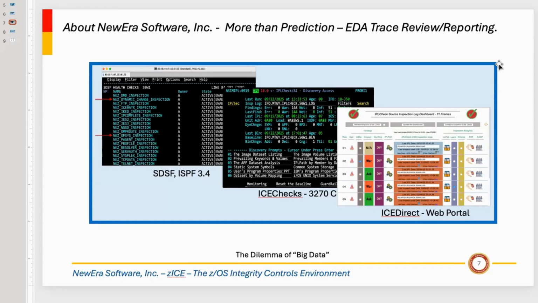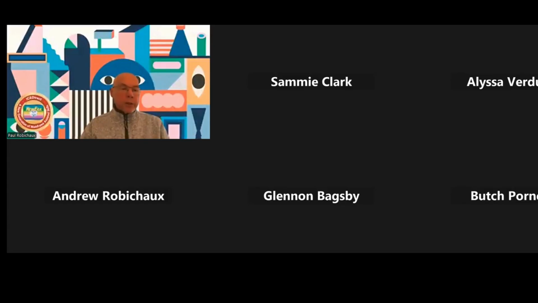So there are a number of different ways that you can approach the exploration of the trace itself. You could just simply depend on SDSF, the upper left-hand corner here of this particular slide. Or you could work with ICECheck, the one that's in the middle that I'm about to demonstrate. Or if a more sophisticated approach, a more graphical approach is desired, then ICEDirect and our web portal could help you there. So I'm going to stop sharing this here and go to a 3270 session because that's where we're going to spend the majority of our time now.